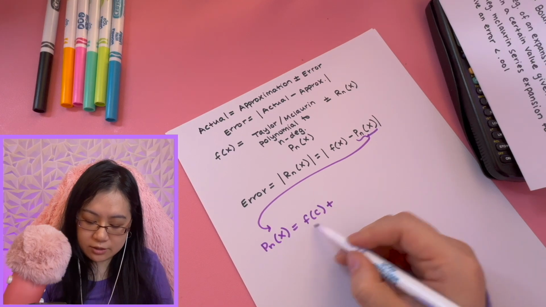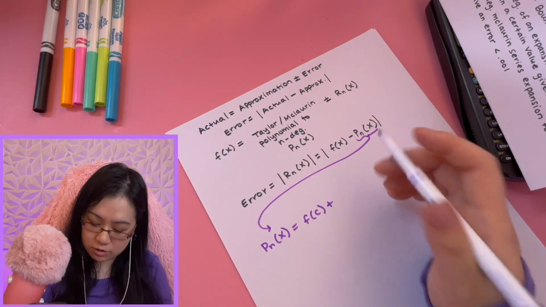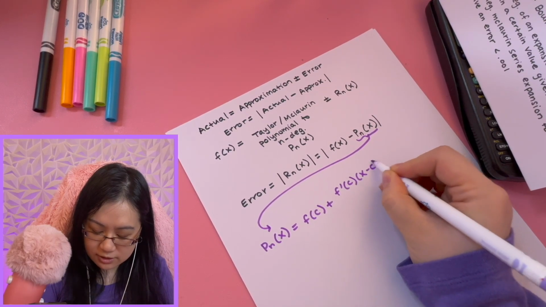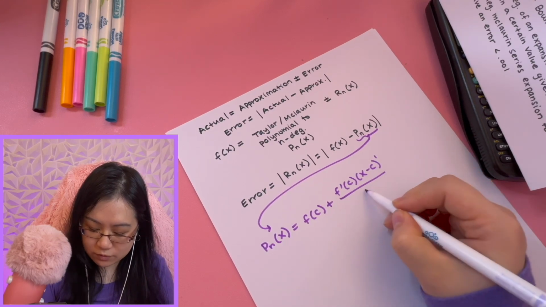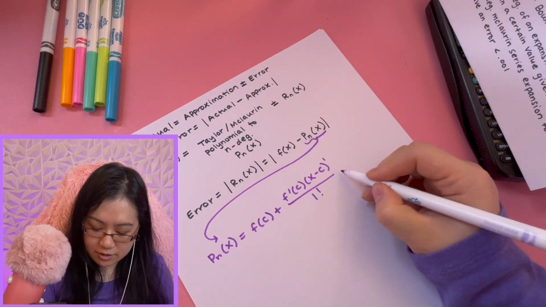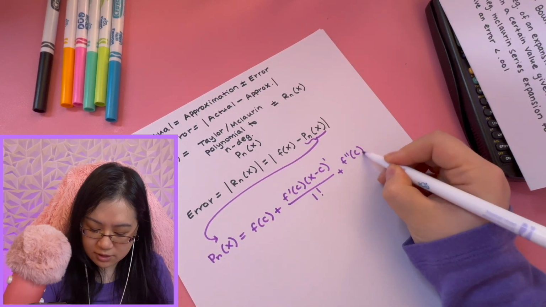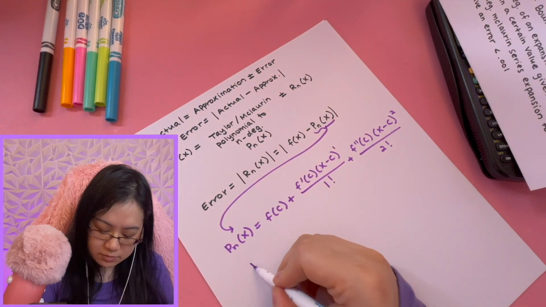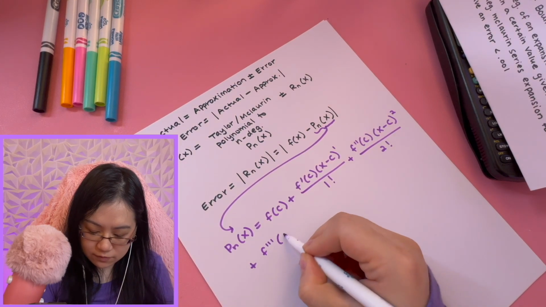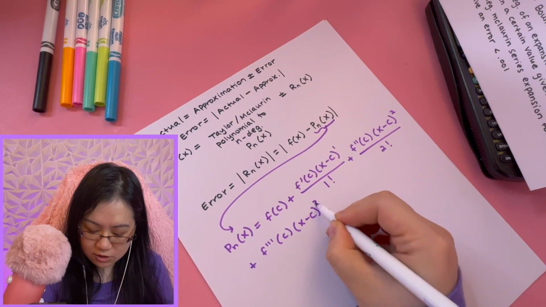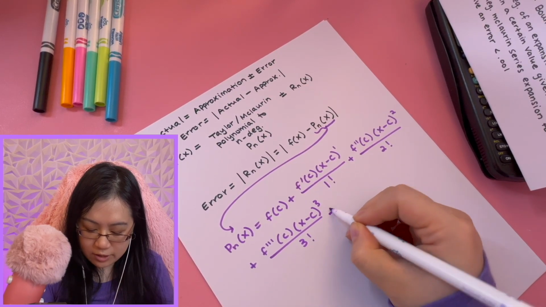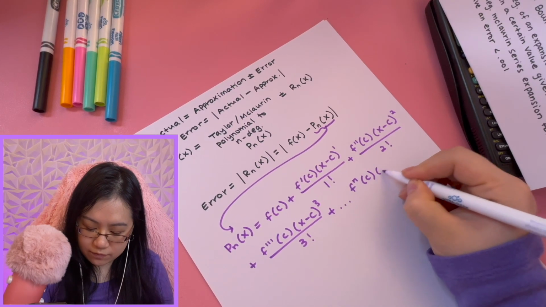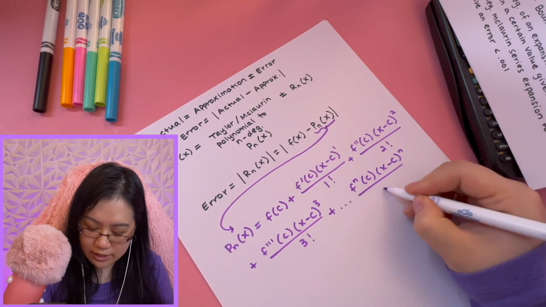You can start with 0 factorial to make the pattern even more clear, but I'm just going to stick with this. It's fine. f prime of c times (x minus c) to the power of 1 over 1 factorial, which you don't have to write, plus f double prime of c times (x minus c) squared over 2 factorial, plus, we'll go to the third derivative, (x minus c) cubed over 3 factorial, plus dot dot dot to the nth derivative, (x minus c) to the n over n factorial.